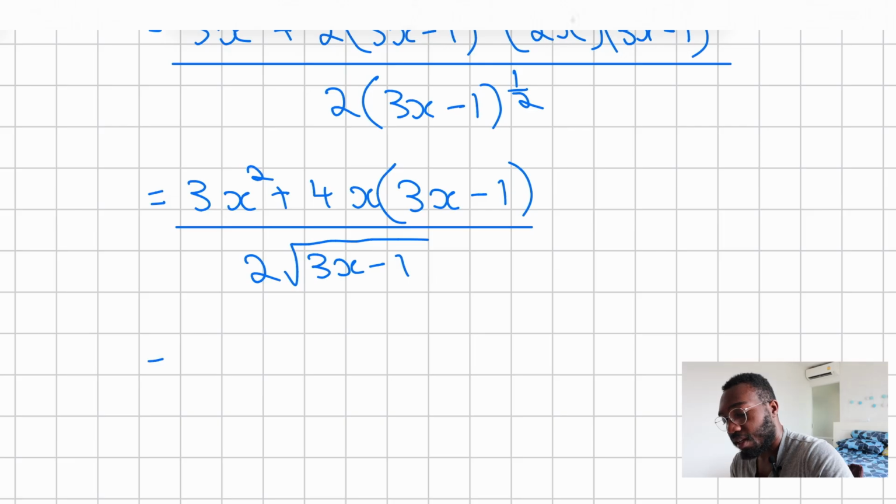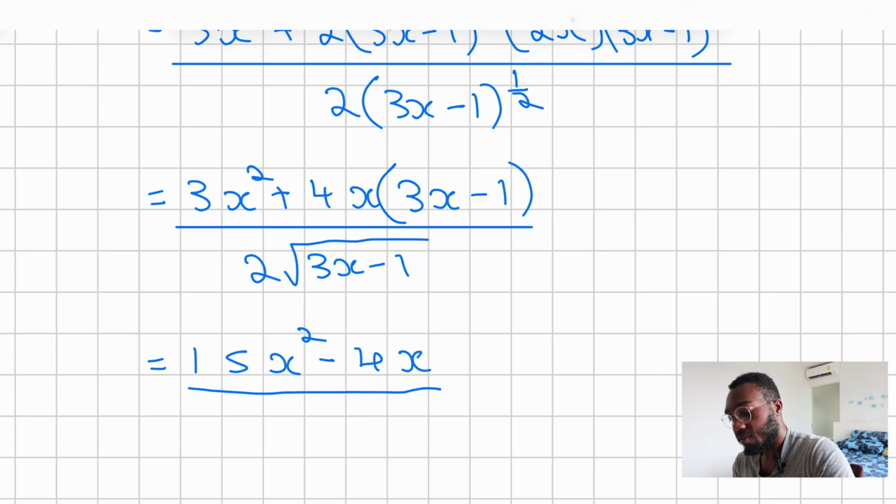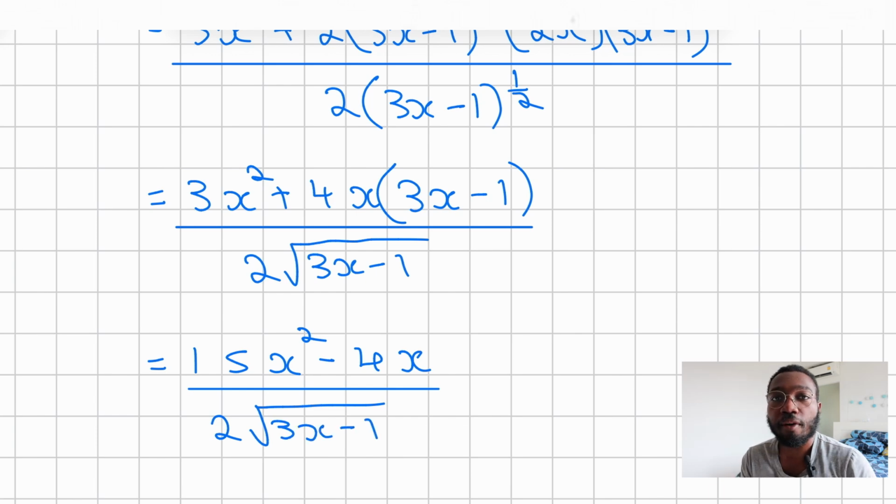And now if we just expand and simplify out the top, well, we have a 3x squared. That will be plus a 12x squared because we have the 4x times the 3x. So that will be a 12x squared. So that will be a 15x squared. And then we get a 4x times a minus 1. So that's a minus 4x. And this will all be over 2 and then the square root of 3x minus 1.